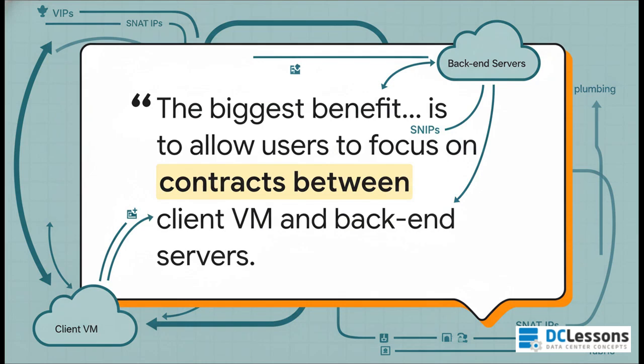And this quote from the source material just nails it. The whole goal is to elevate your thinking. Instead of getting bogged down in the nitty-gritty network plumbing of VIPs and SNAT IPs, you get to focus on what actually matters, the application policy. You just define what should be allowed to talk to what, and you let the fabric figure out the how.